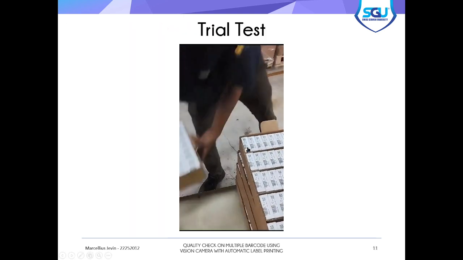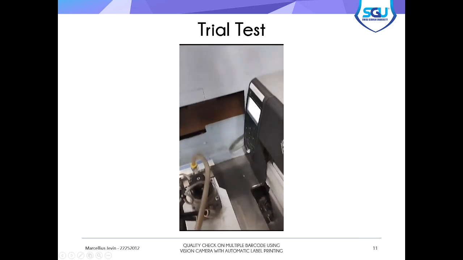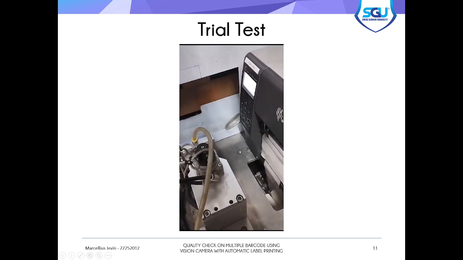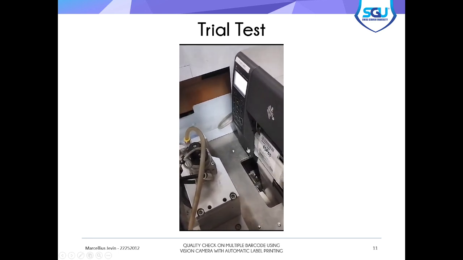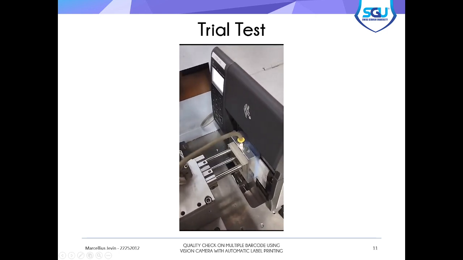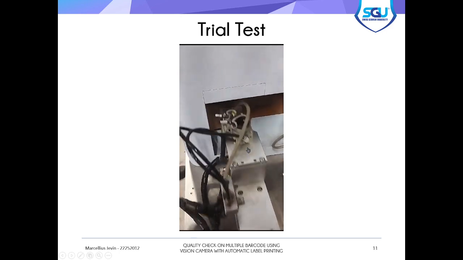So this is the trial test. The operator will move the package box inside underneath the panel box, and then it will scan the lens boxes and search them in the database, and then automatically print the label, and then the arm will suck the label, then patch it to the package box.